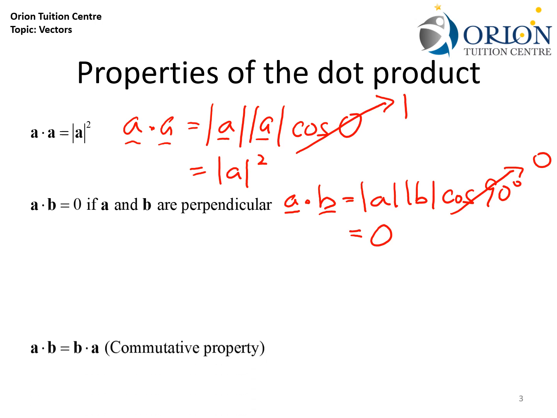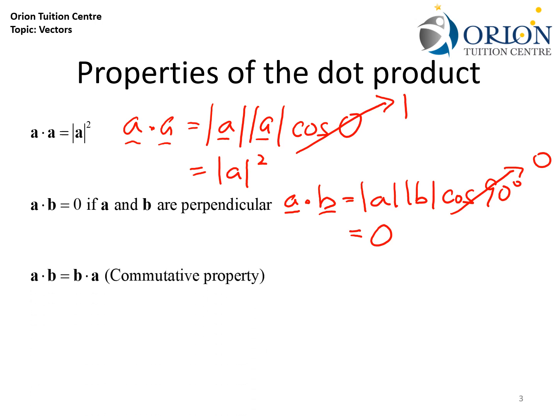Number three, we have the commutative property. That means A dot B is equal to B dot A, and they are interchangeable. Number four, we have the distributive law, meaning that we can expand the brackets that contain vectors like how we expand normal algebra.